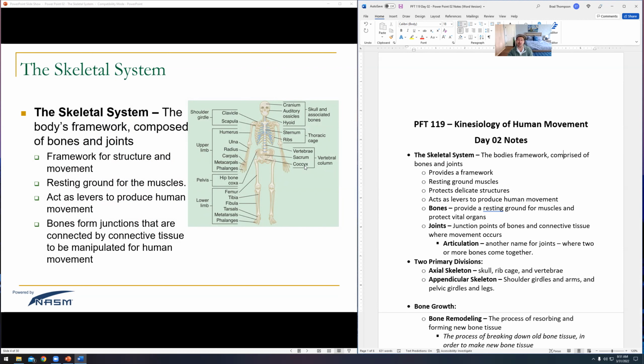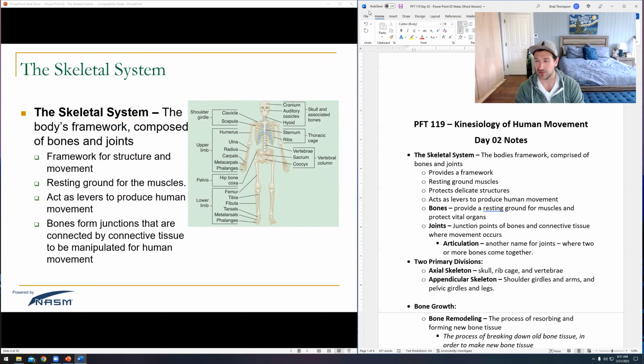So that's the nice thing about having this framework. It gives us an overall structure, and that structure is really going to be important for how we're talking about how we're designed, right? So it gives us a framework. It provides a resting ground for our muscles, so our muscles have a place to live, and that gives them something to manipulate. It also protects our delicate structures.